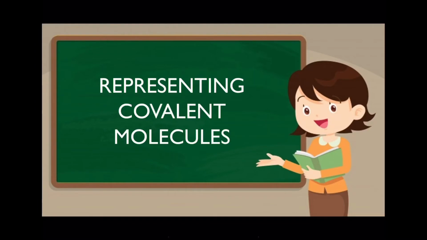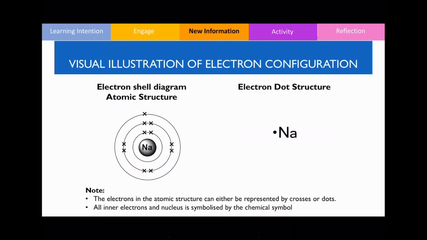The next thing we're going to be looking at is how do you actually represent covalent molecules, and there are 2 main ways of doing this. You could either do this by using the Bohr diagram or the atomic structure, which we've already looked at, where you have to show all the inner shell electrons. But an alternative way of doing that is the electron dot diagram, also referred to as the Lewis dot diagram, named after the person who came up with this kind of illustration format, okay?